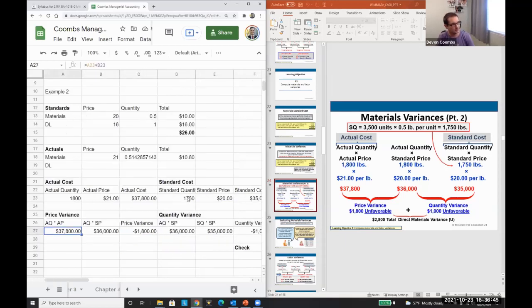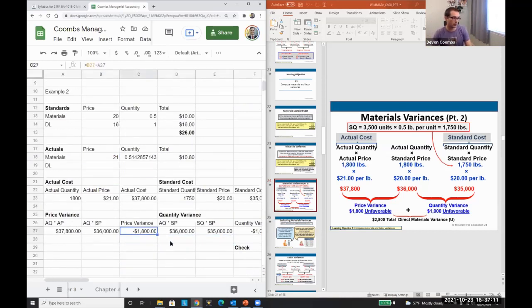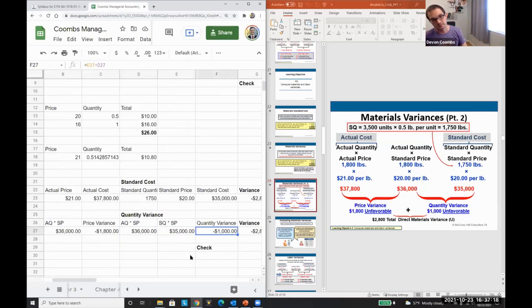And we'll use a logical check here. Did we use more materials than our standard? We did, right? We used 0.51, but we normally use 0.5. So we should have a negative variance. We used too much. We also paid too much. Our price was $1 more than expected. And we can see that our price variance had a bigger impact on our variances than our quantity variance.